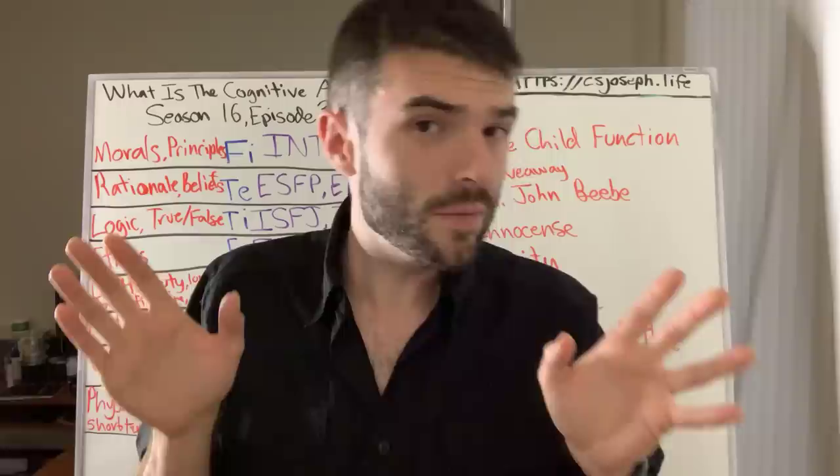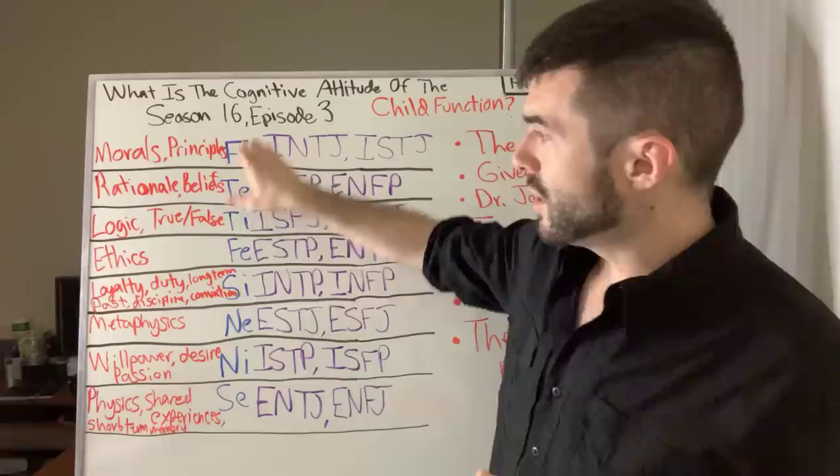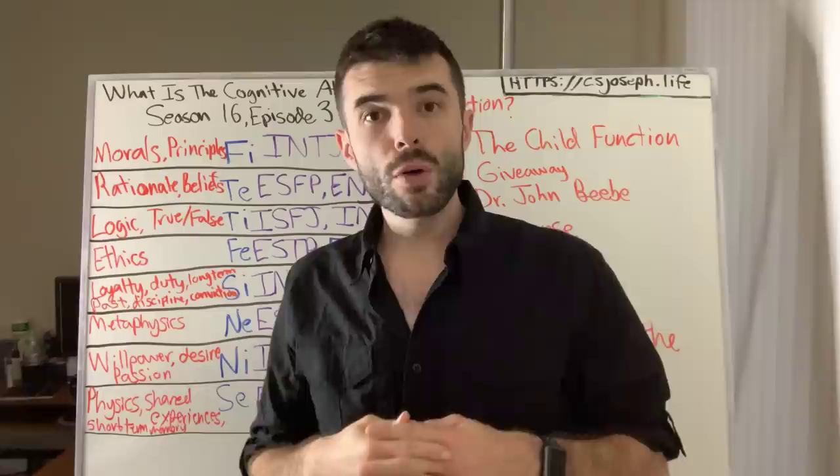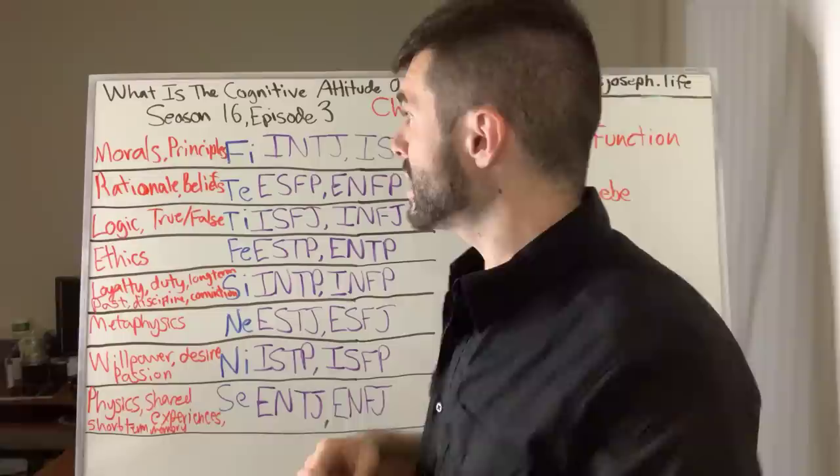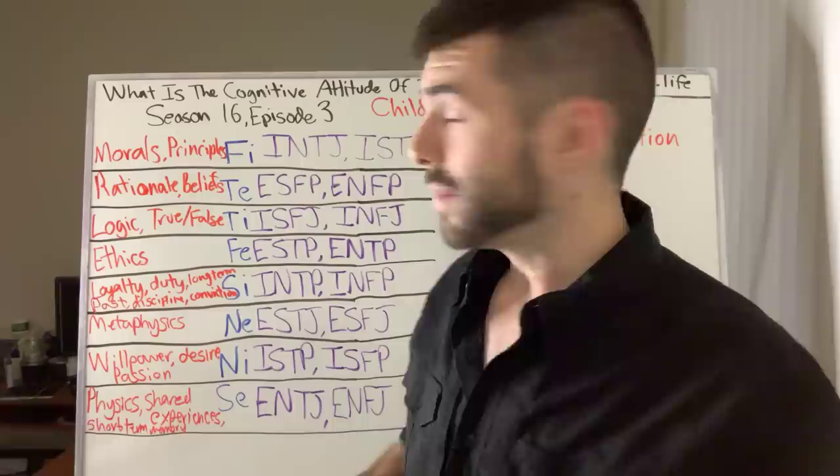So here's all the child functions right here. These are basically the 8 cognitive functions in blue, but they are child functions. Those of you listening to us right now on the podcast, and wow, it's really late tonight and I am exhausted, but it is what it is.